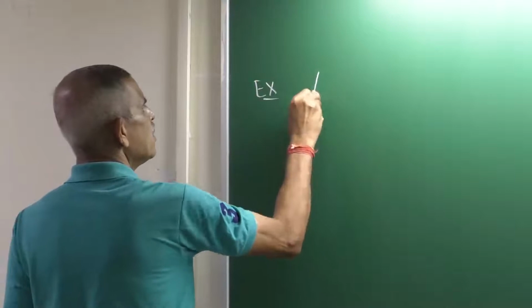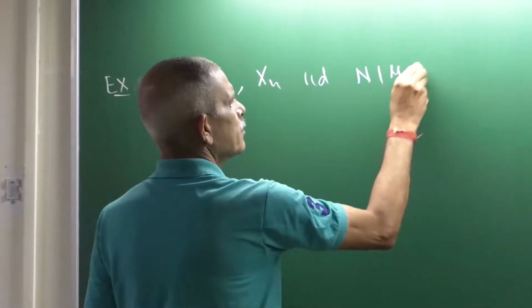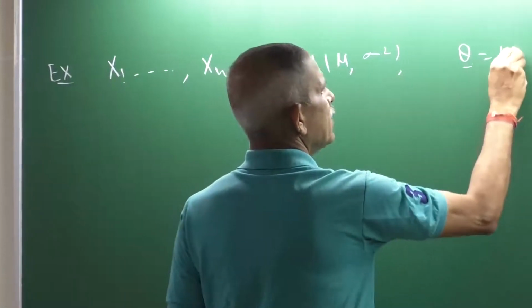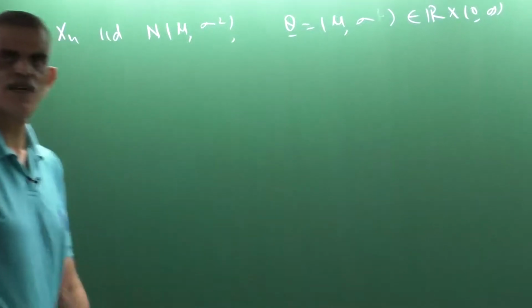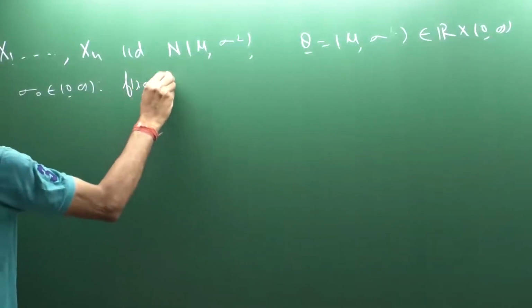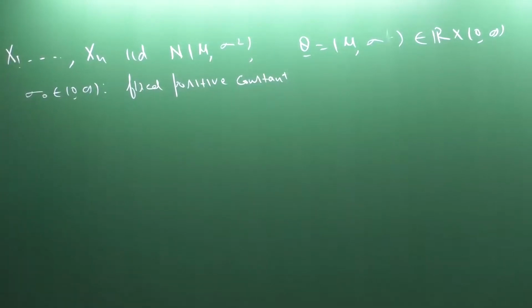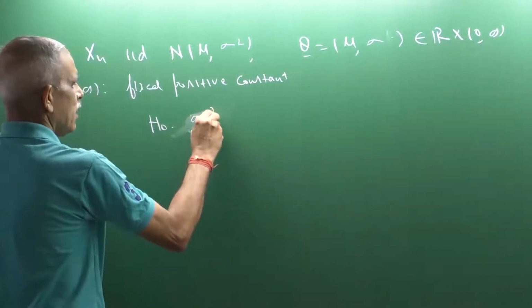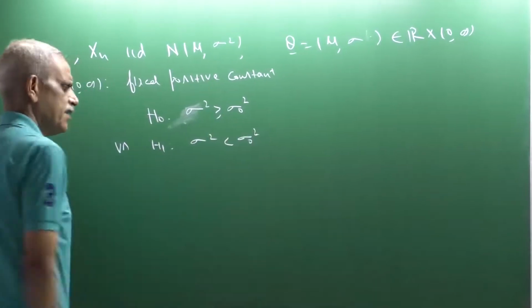To see some examples in that direction, we were doing the following example. Let x1, x2, xn be IID normal mu, sigma square. My theta is (mu, sigma square), or (mu, sigma), you can write it down, belonging to R cross 0 to infinity. Sigma naught is a fixed positive constant. Now consider H0 that sigma square is greater than or equal to sigma naught square versus H1 that sigma square is less than sigma naught square. Let us consider this.